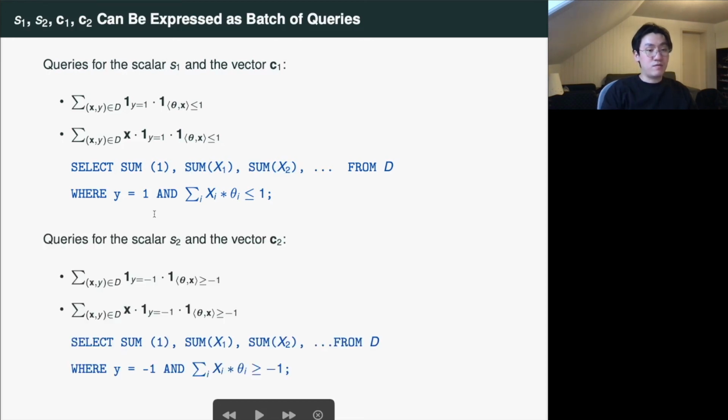The queries for S2 and C2 are similar. We just need to change the conditions. And with these values, we can do the computation for the support vector machines efficiently. This is how we capture the support vector machines using batch of queries.